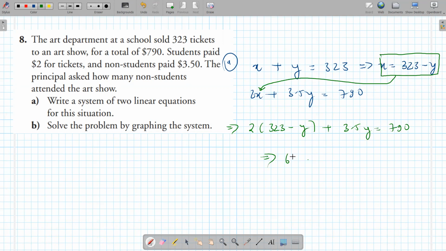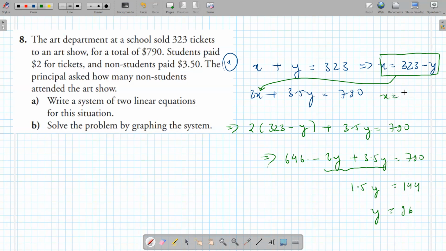2 times 323 is 646 minus 2y plus 3.5y is equal to 790, like that. Negative 2y plus 3.5y is going to add up to plus 1.5y. Throw 646 onto the other side. 790 minus 646, the answer is 144. Divide both sides by 1.5 to get the answer. y is going to be 96.